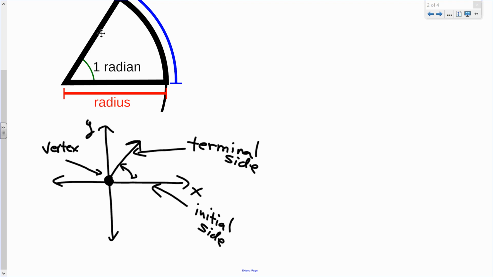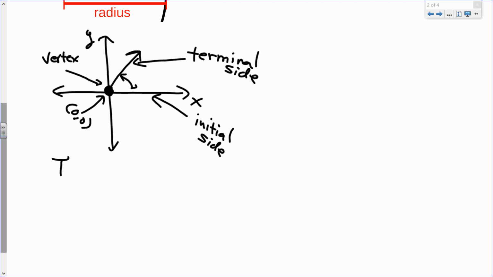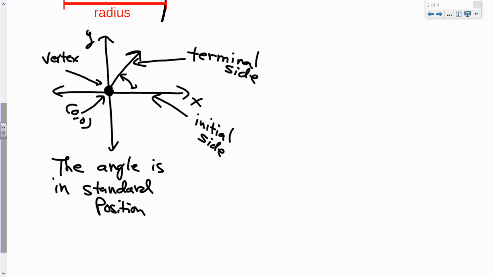If you have an angle that looks like this where the vertex is at the origin, now when I say origin, that means the point 0, 0 here. Okay? If an angle's at the origin, this is the terminal side, this is the initial side where it started. This angle we call, we say in mathematics that this angle is in standard position. So the vertex is at 0, 0.